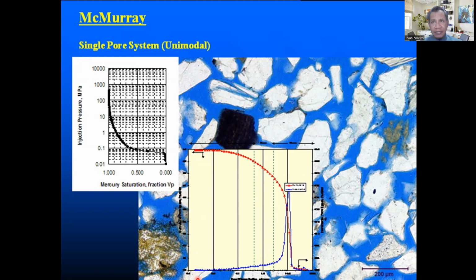Empirically, we can take the pressure data and determine the pore throat size. That's the blue curve here. And we can see, I think, that's 10 micron. That's the pore throat radius, so we've got 20 micron pore throat diameters. That's huge. Those are really big pore throats, and they are all about the same size. So that's telling us about the McMurray.